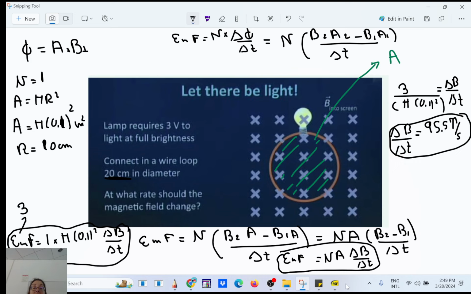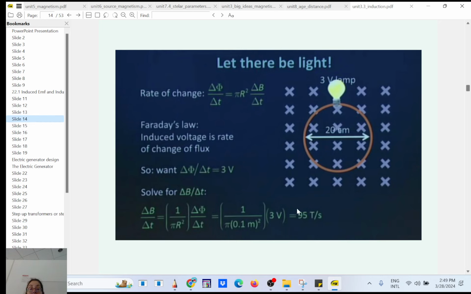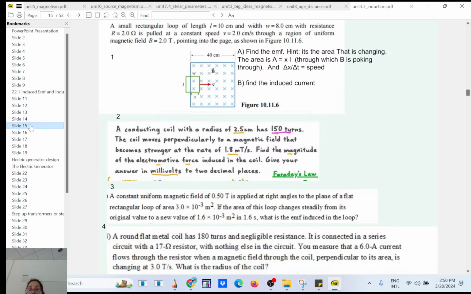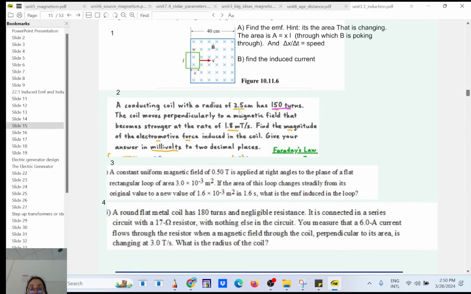So next one is a little bit more challenging. Oh, they have the solution here. Look at that. So right away, they factor out the area. So what you are left with is the rate of change of the magnetic field. And you want the EMF to be 3 volts. Bless you. Okay, so this one is a bit challenging.